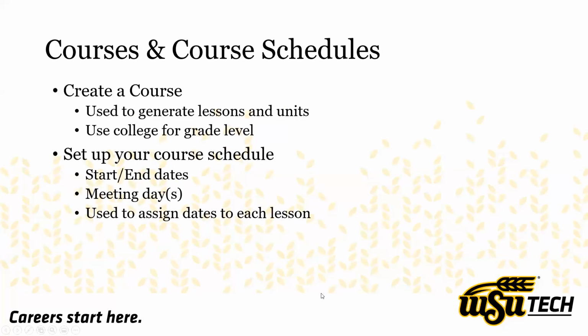Okay, so let's talk about courses and course schedule. You can create a course and name it the name of a course that you're teaching. Inside there, that course can automatically be used to generate lessons and units. When I create the lessons and units, I usually say college for the grade level, because this can also be used for K through 12. Then you'll want to set up your course schedule. You can set it up with your start and end dates and the days your class meets, and that assigns due dates to each lesson. I'm going to show you an example of that now.